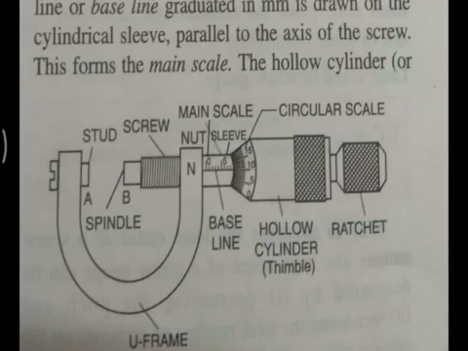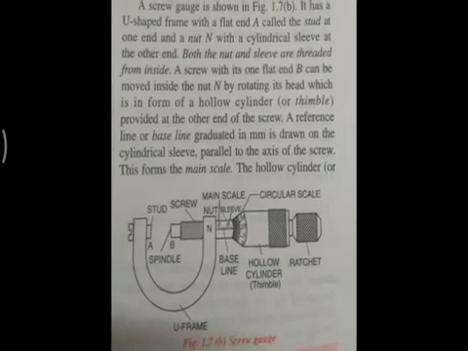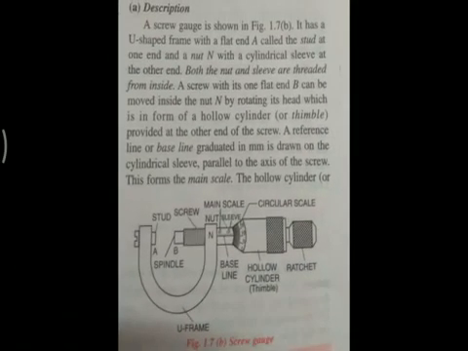It has a U-shaped frame with a flat end A, right? Now the object for which you need to do the calculation is put inside between A and B, and then the ratchet is moved till the object gets stuck in between A and B, right? So a screw with its one flat end B can be moved inside the nut by rotating its head, which is in the form of a hollow cylinder, right? And your sleeve forms the main scale.